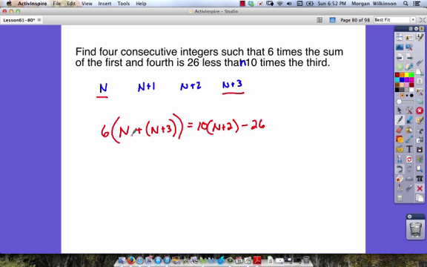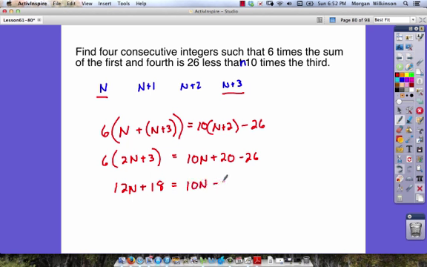Now let's solve. N plus n is 2n. So we're going to get 6 times (2n plus 3). That's going to be equal to, well, we can use the distributive property, and we're going to get 10n plus 10 times 2 is 20 minus 26. Now we can simplify to solve. 6 times 2n is 12n, plus 6 times 3, that's 18. That's going to be equal to 10n and 20 minus 26, that's negative 6. Then we can continue to solve.